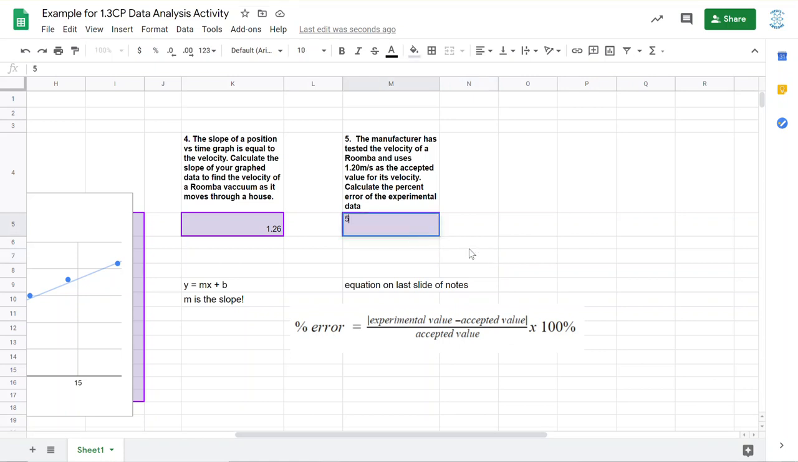In this example, the percent error should be 5. And there you have it, we are finished.